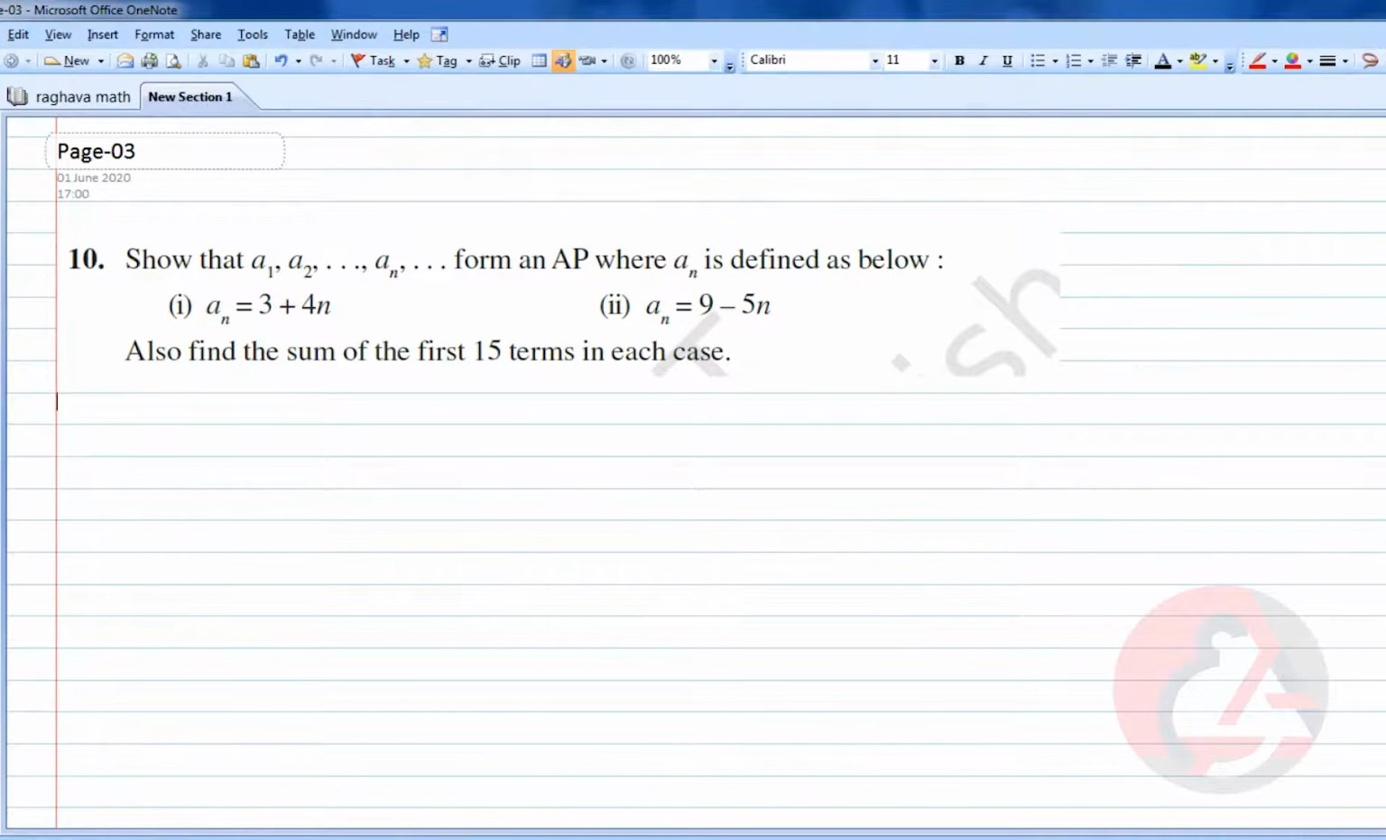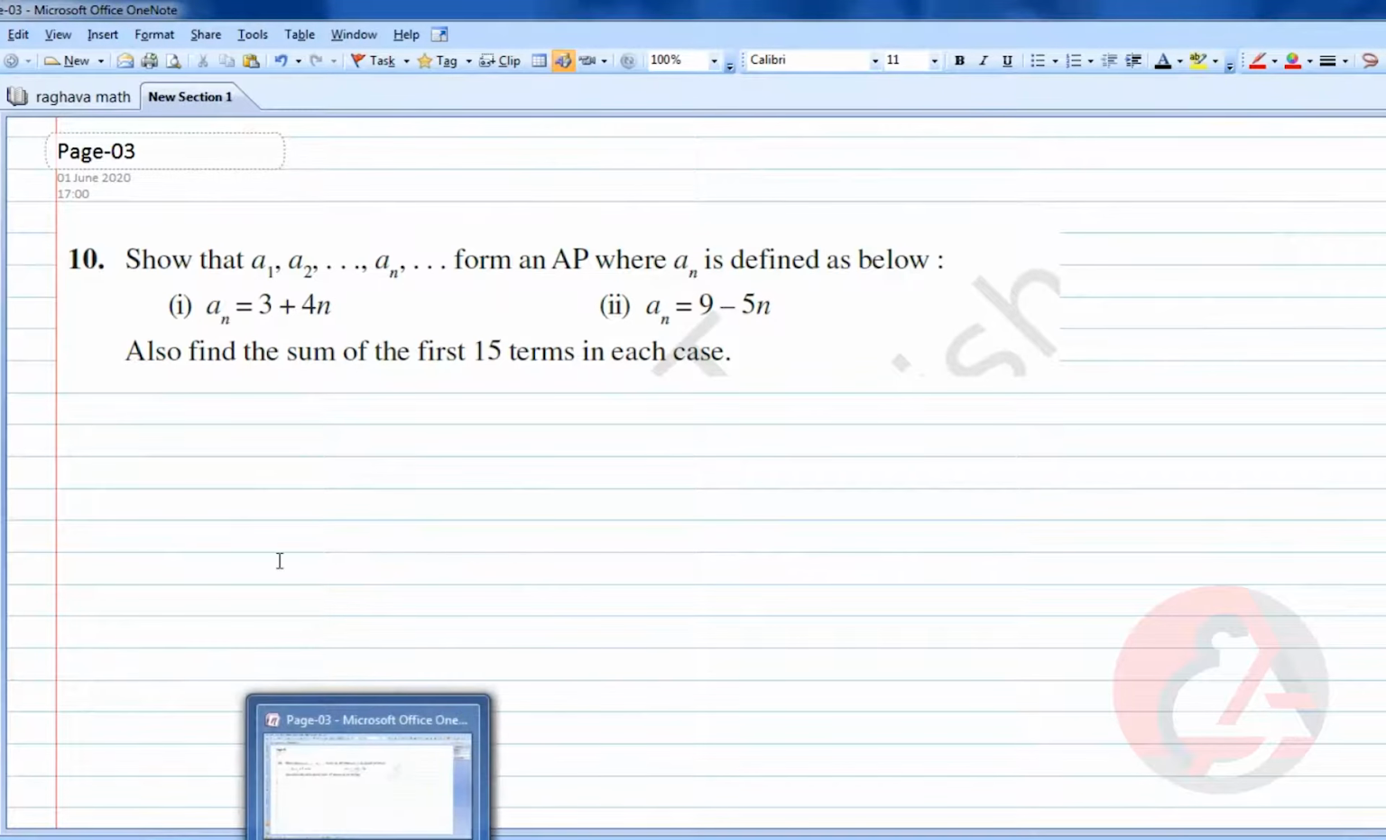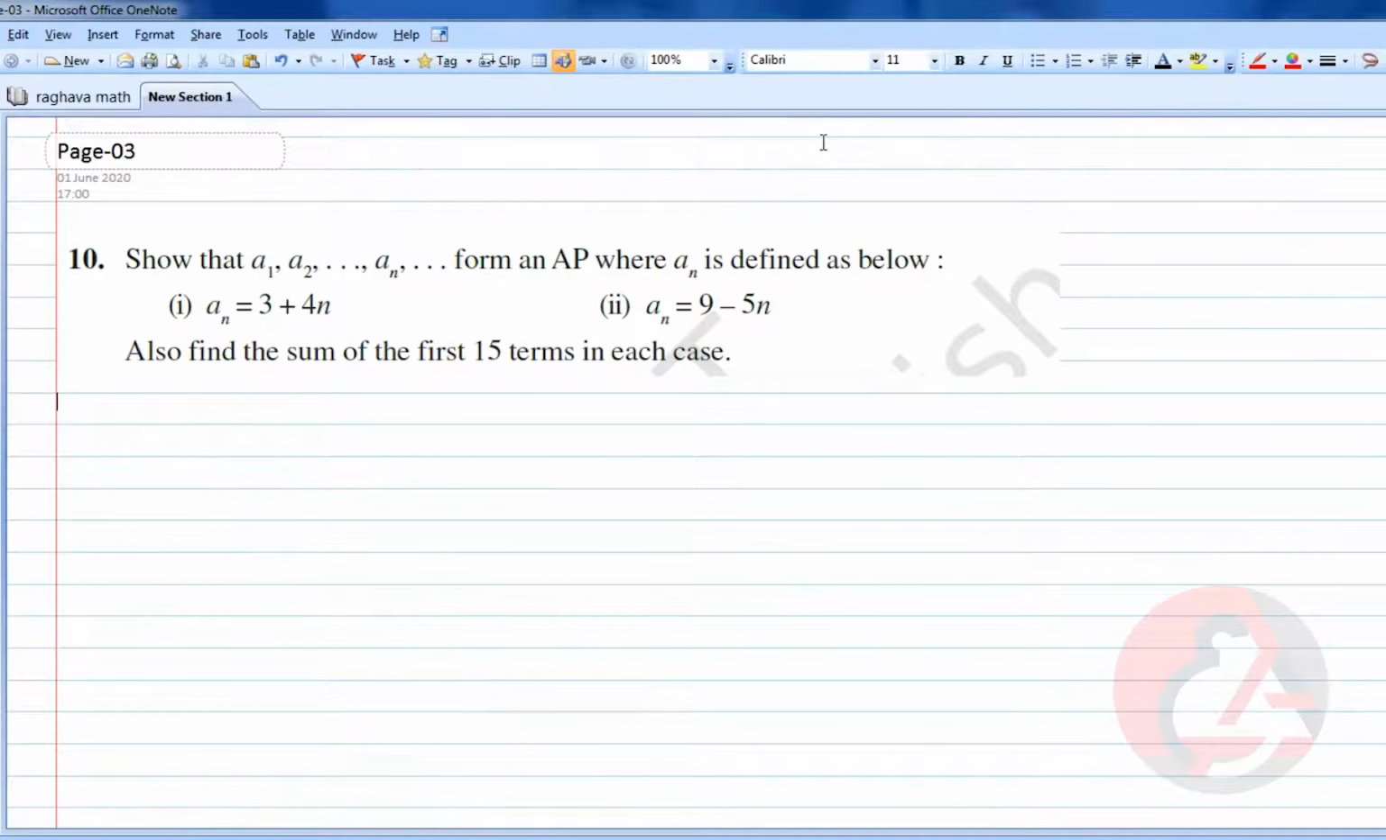Show that a1, a2, and so on, an form an AP where an is defined. So I will do the first question. He defined an with an expression: an is equal to 3 plus 4n. That means n represents the position of the term.